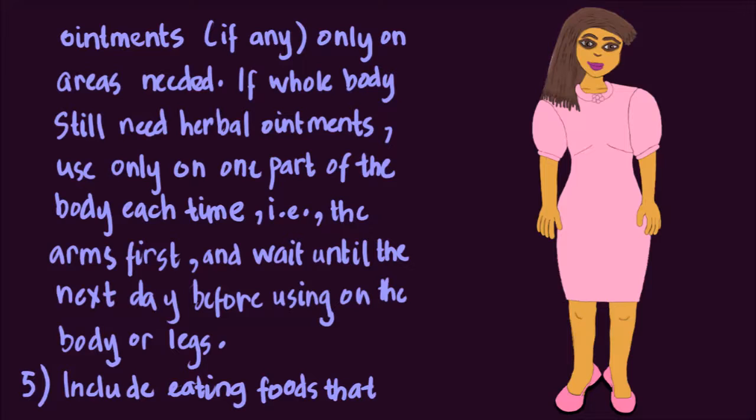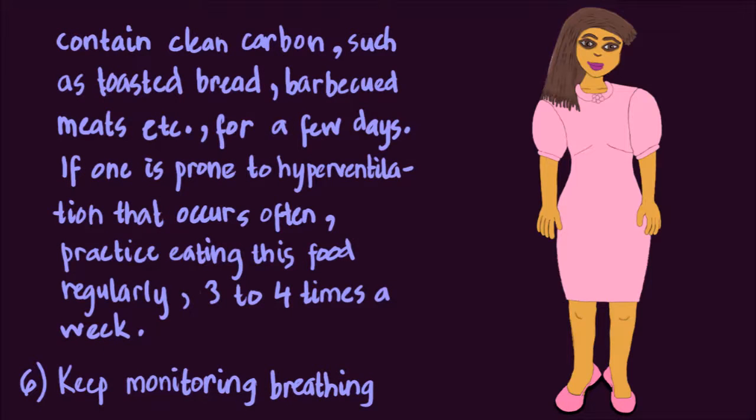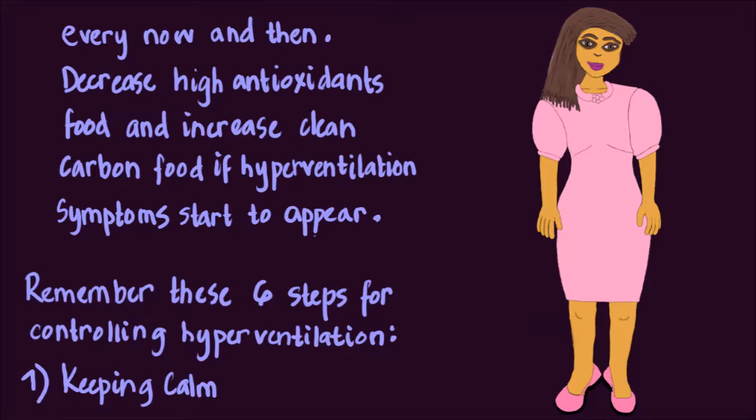Number 5. Include eating foods that contain clean carbon such as toasted bread, barbecued meats, etc. for a few days. If one is prone to hyperventilation that occurs often, practice eating this food regularly 3 to 4 times a week. Number 6. Keep monitoring breathing every now and then. Decrease high antioxidants food and increase clean carbon food if hyperventilation symptoms start to appear.